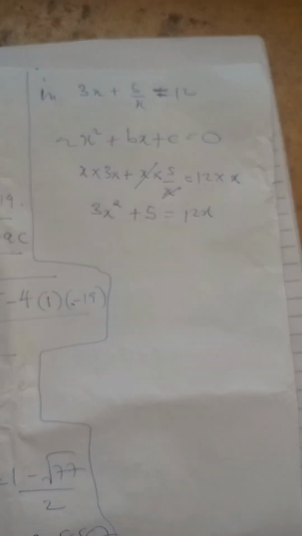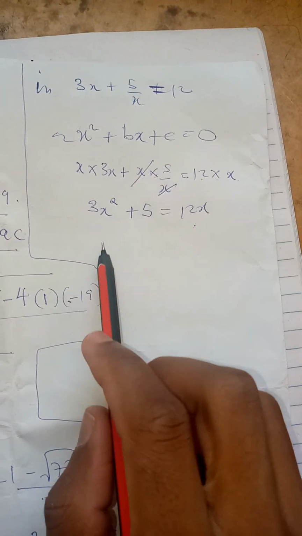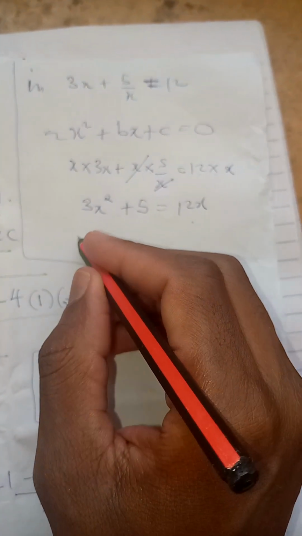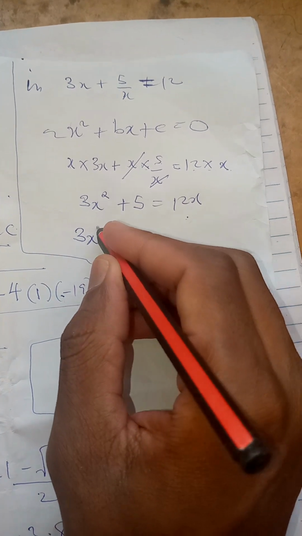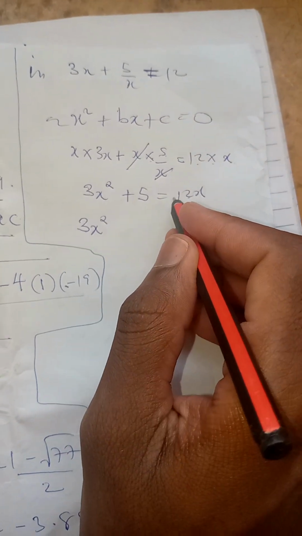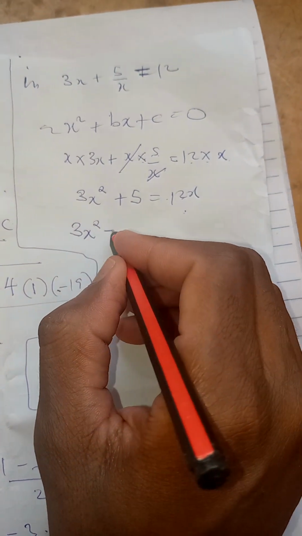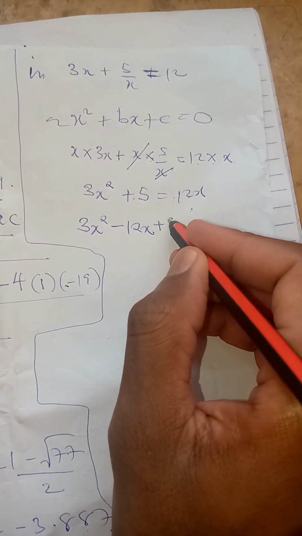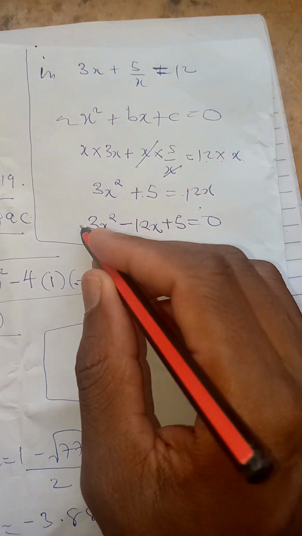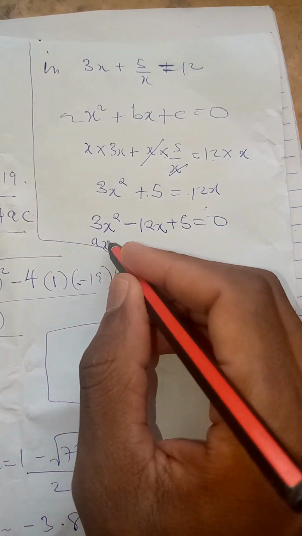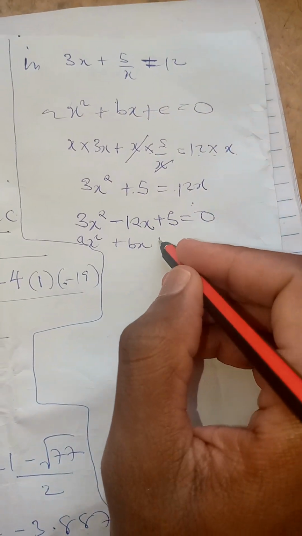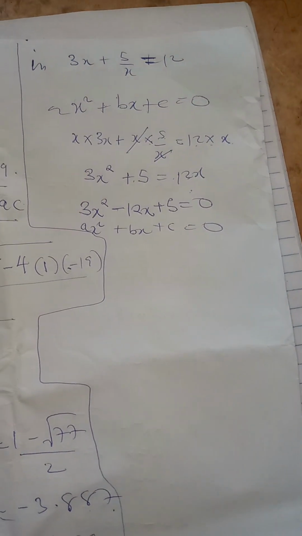So we have to make sure this one comes here, so as to remain with this 0, so that it becomes in this form. This one maintains its position. Then this 12x is positive, crossing the equal sign becomes negative 12x. Then we have positive 5 is equal to 0. Now this one appears in this form. It is okay whether it's negative or just the same thing. So now it has appeared in that form.